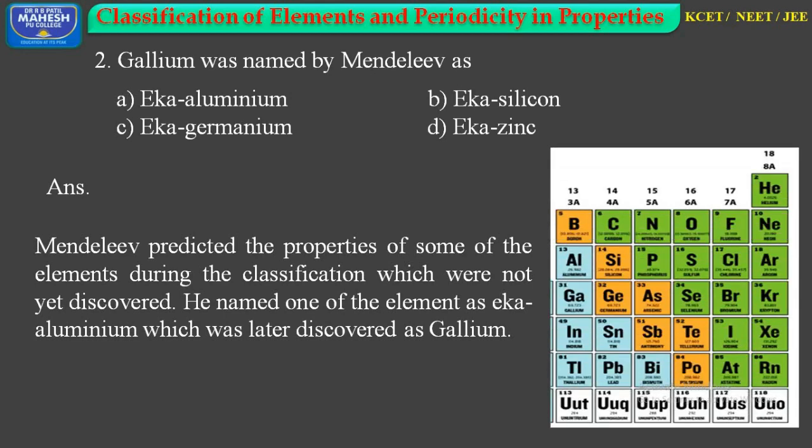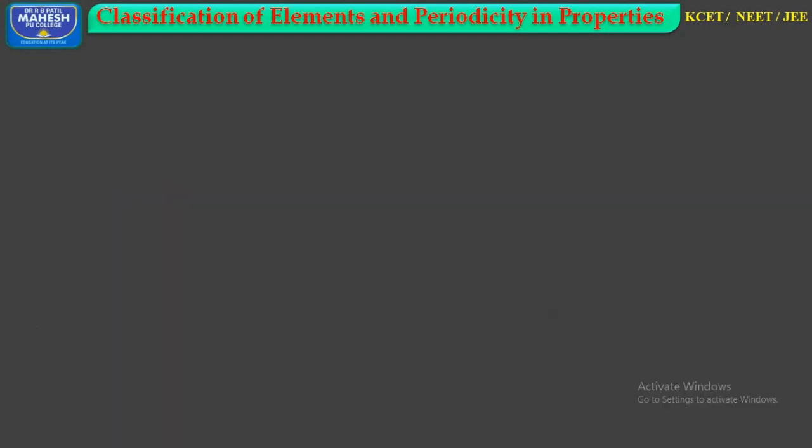On the right side, you can see the part of the periodic table in which right below aluminium we are having gallium. Both these elements belong to group number 13 of p block elements. So below aluminium we find gallium, which was earlier called Eka-aluminium. So students, with this, the right answer is option A, Eka-aluminium. Moving to the next question.